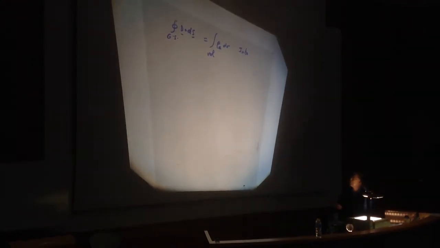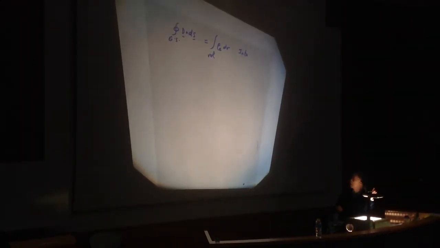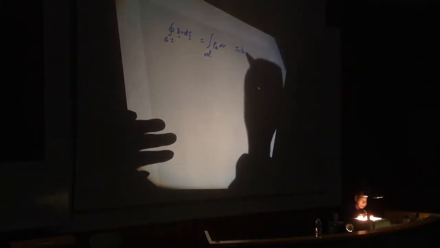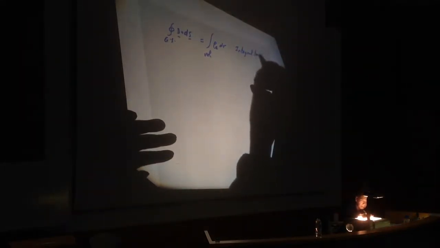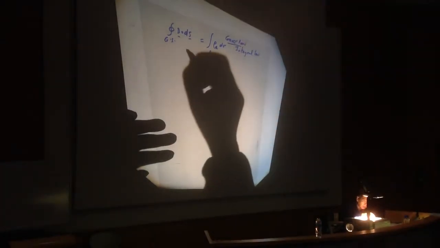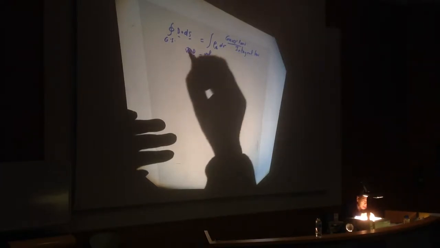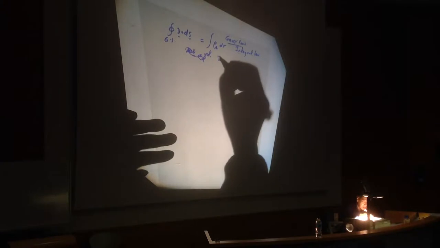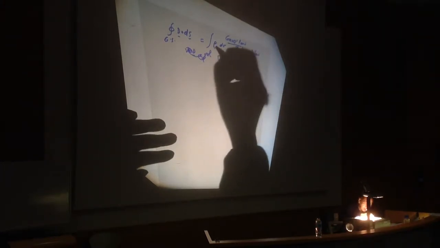Corresponding to the integral form of Gauss's law, correspondingly we have the divergence of D equals rho free.